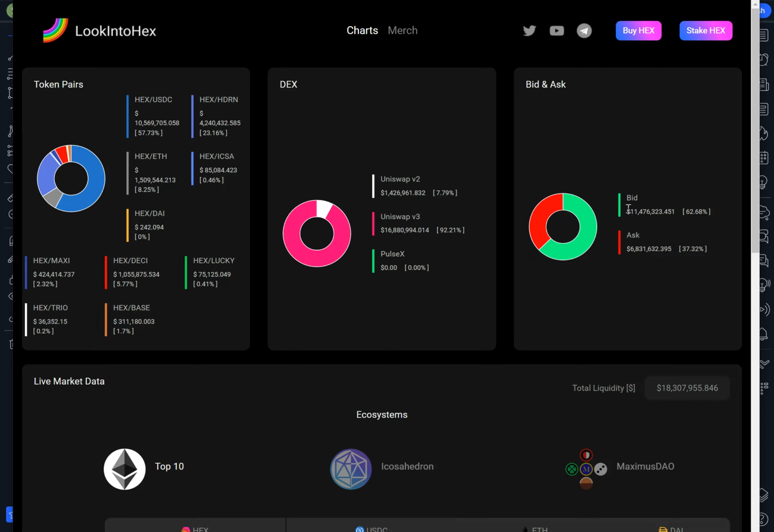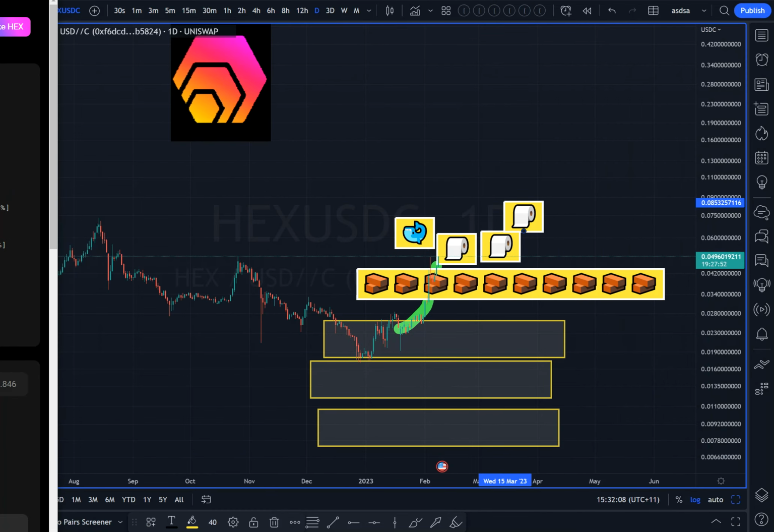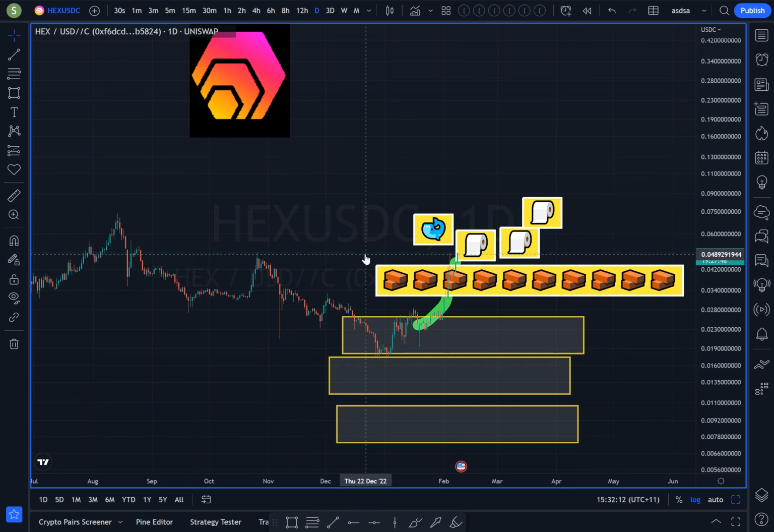The liquidity's flipped. Here's Gerardo's website. Look into HEX. The bid 11 million, the ask 6.8 million. Remember, this aggregates everything across the different liquidity pools. But this is how people move prices. You're seeing it happen now. This is someone who knows what they're doing. This is exactly what I would do if you gave me 20 million and I had to move an asset. This is exactly what you would do. At the macro bottom, you'd sweep it.